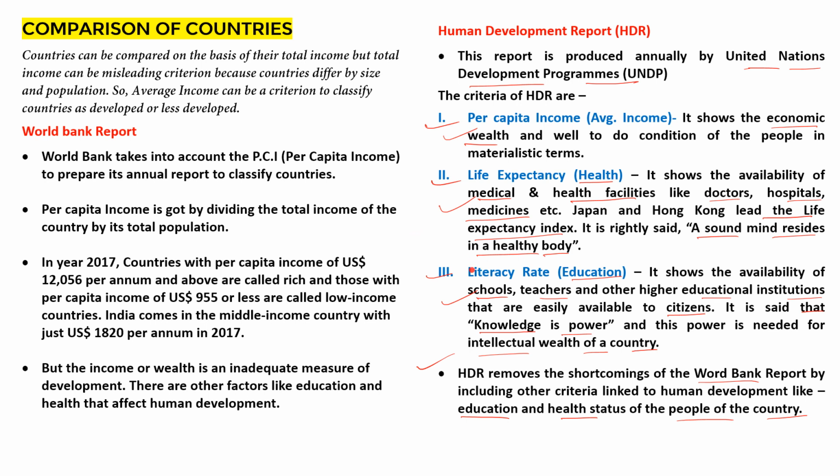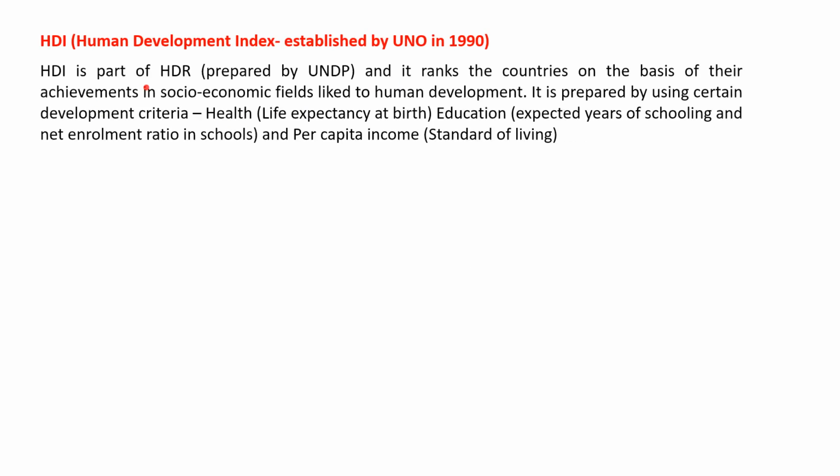So our next topic is the Human Development Index. HDI is a part of HDR, and it ranks the countries on the basis of their achievements in socio-economic fields. We don't have to spend much time understanding this because it is prepared on the same criteria, as it is a part of UNDP: health, that is life expectancy at birth; education, that is expected years of schooling and net enrollment ratio, etc.; and per capita income, which shows the standard of living. Because with the help of money, people can buy material things like a house, land, property, etc. But to live happily, education and health are also important.